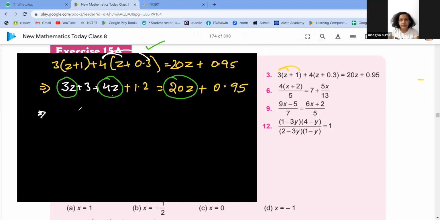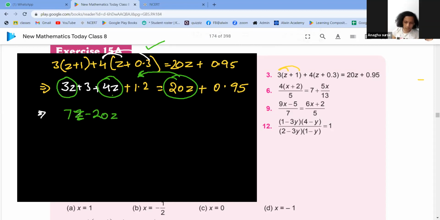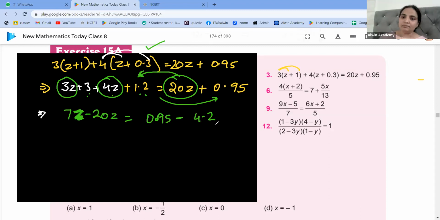So now 3z and 4z, that's 7z together. And this 20z when transposed to the left hand side will be negative 20z. Right or not, children? Yes, ma'am. And now this 1.2 and 3 together is 4.2, right? When I add 3 plus 1.2, this will be 4.2. So this 4.2 I'll transpose to the other side. It will move behind 0.95. I have written 0.95. Now behind this I'll write minus 4.2. Right or not? Yes, ma'am.